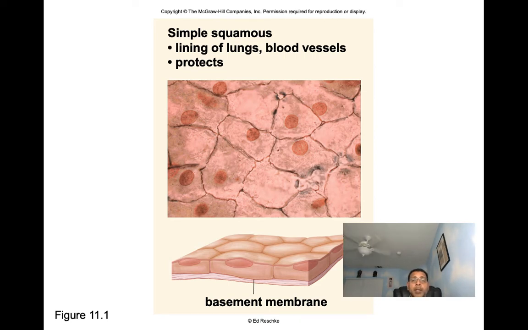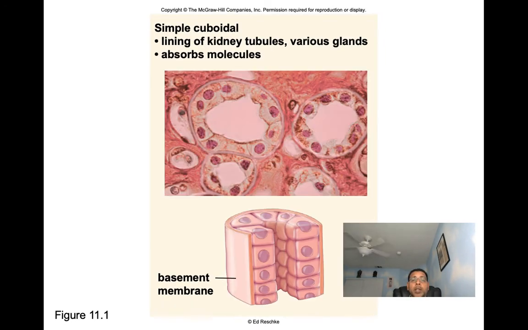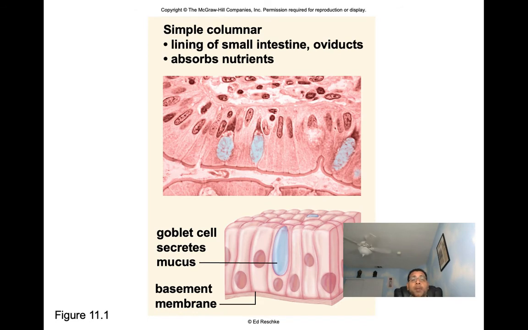Next, let's talk about simple cuboidal epithelium. We can see simple cuboidal epithelium is going to be found lining our kidneys' tubules and making up various glands. Its job is going to be to absorb molecules. Next, then we have simple columnar. Simple columnar is going to be found lining the small intestine and lining the oviducts. And its job is to absorb nutrients.